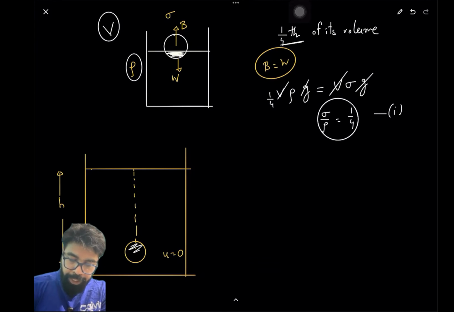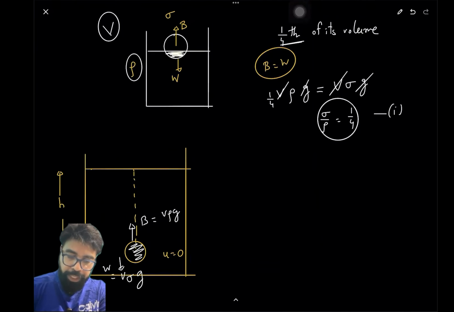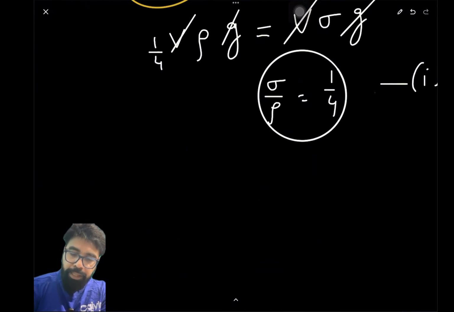Now, when we completely immerse the body, it will experience a buoyant force as well as weight because of gravity. What will be the buoyant force in this situation? It's going to be V rho g. And what will be the weight? It is going to be V sigma g, right? V is the entire volume of the body, that sphere. Now, because it is completely immersed, we can easily see sigma by rho is a fraction, 1/4, it is less than 1. This implies that rho is greater than sigma.